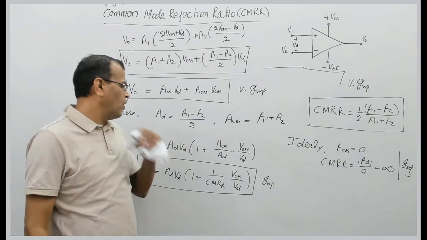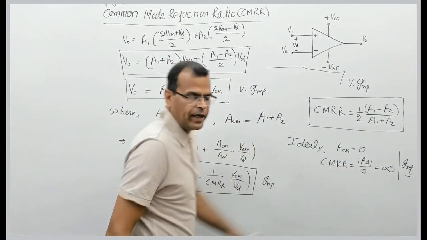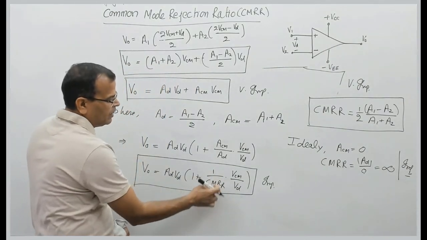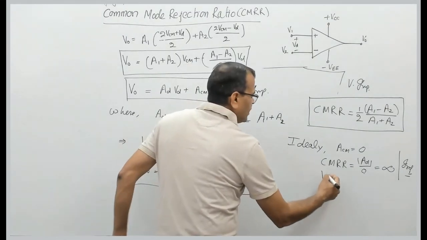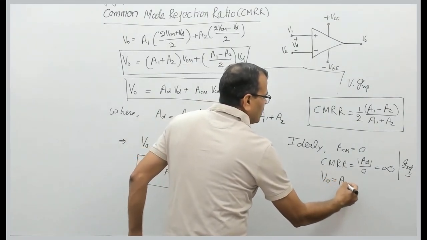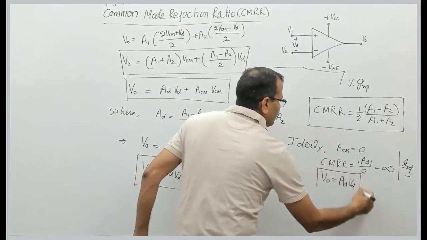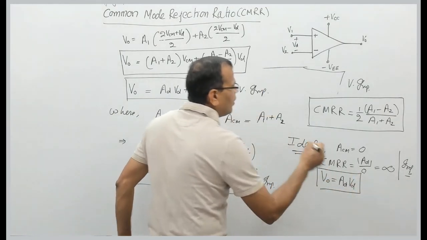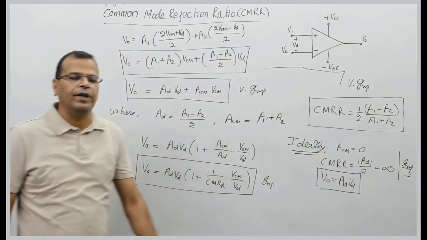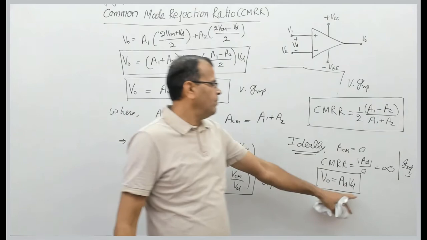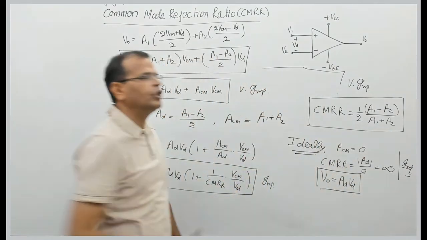Fine. Now, if CMRR is infinite, you put infinity here. So 1 upon infinity is 0, so this term will become 0. In that case, the output will be the differential mode gain times the differential mode input voltage. This is for the ideal case. So for an ideal op-amp, this is what you have. Try to remember these expressions as well.